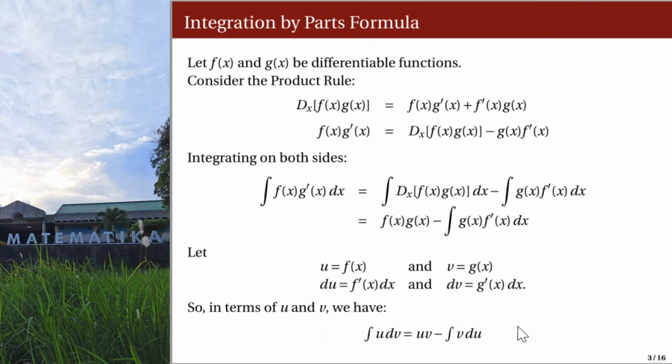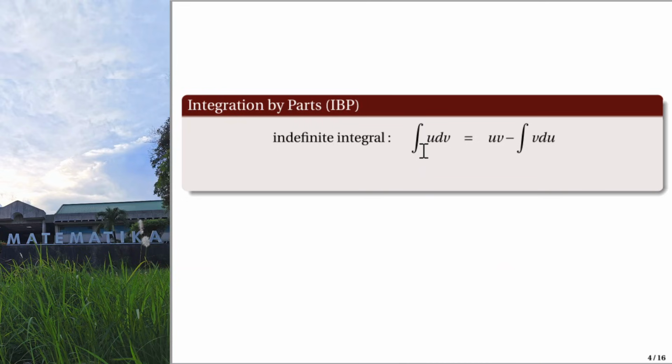And that is the formula for IBP, or integration by parts. So, integral of u dv equals uv minus integral of v du. So, pag indefinite integral, this will give us the general antiderivative. Okay? Pag definite integral naman, after getting the general antiderivative, you just need to evaluate from a to b to get the final answer. Okay?